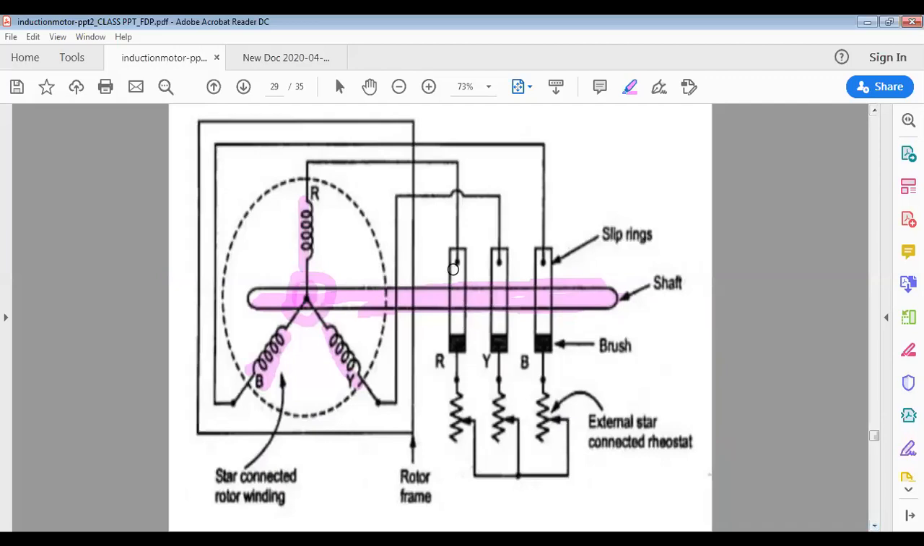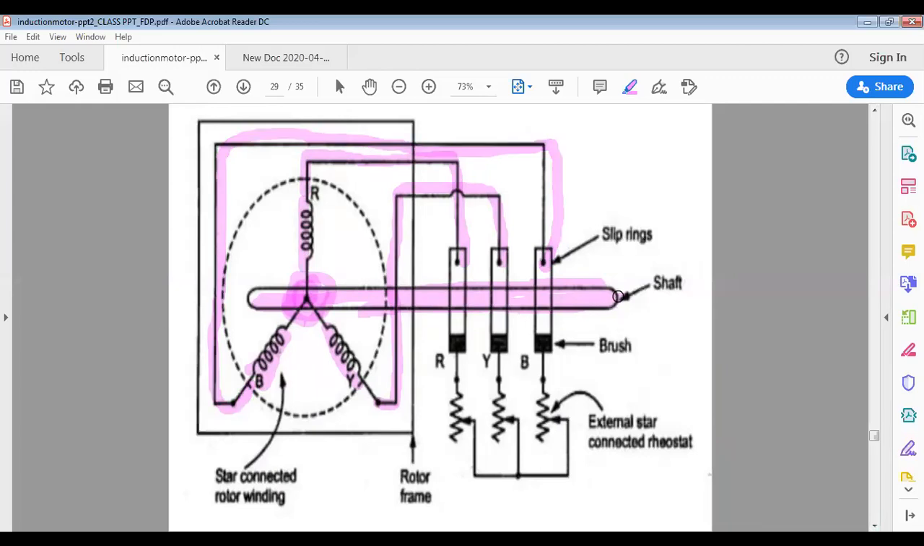So here you can see the R, Y and B phase windings are connected in star. In star means one terminal of each is connected together, which is called the star point or neutral point. What about the other terminal? See here, the R phase winding's other terminal is connected to the first slip ring. The Y phase winding's second terminal is connected to the second slip ring. And the B phase winding's second terminal is connected to the third slip ring. Clear to all of you?